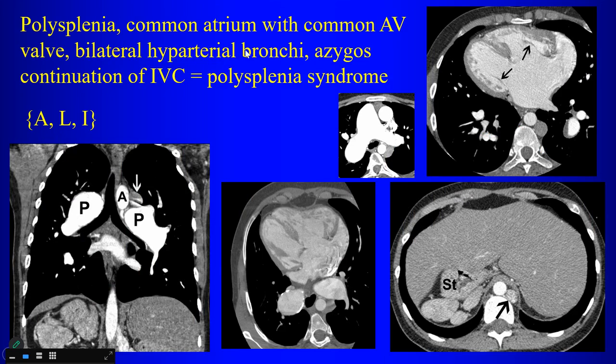So we have polysplenia, common atrium, common AV valve, bilateral hyparterial bronchi, azygous continuation of IVC. This was a patient with polysplenia syndrome. If you go through the exercise, the situs is going to be ambiguous, it's going to be an L-loop heart, and it turns out that the great vessel relationship in this particular case is inverted. But this is a case of polysplenia, okay?